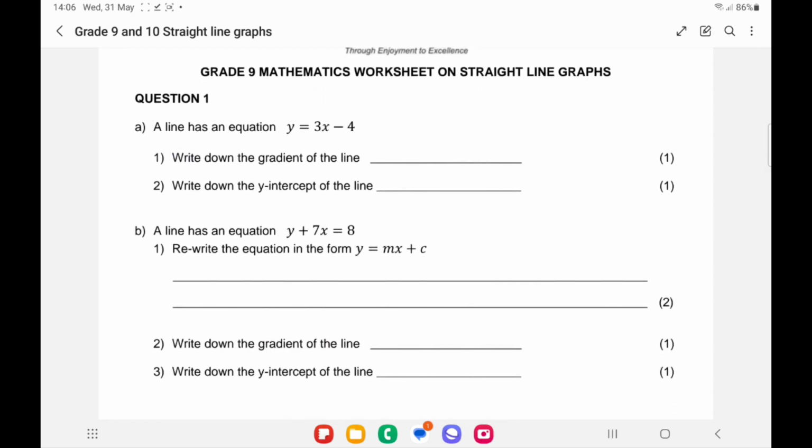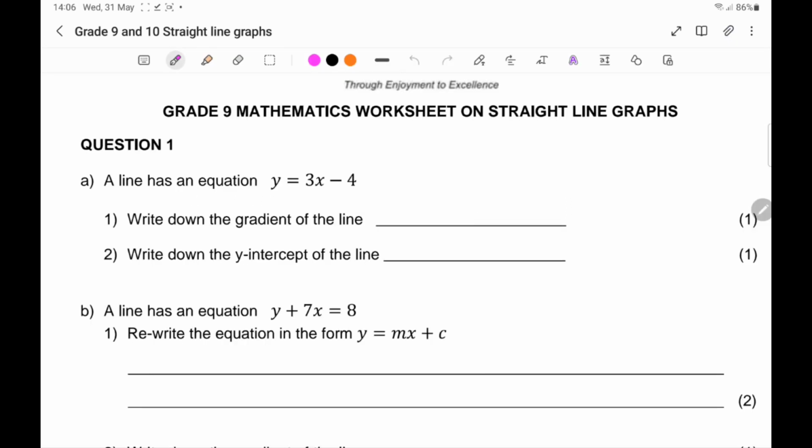So it says a line has an equation y is equal to 3x minus 4. Write down the gradient of the line. So if you think of a straight line, it always has the cookie cutter mold. I always use that, and I think everybody knows what I'm talking about. So the gradient is in front of the x, and the y-intercept is at the back of your equation. I always say the backside is the y-intercept.